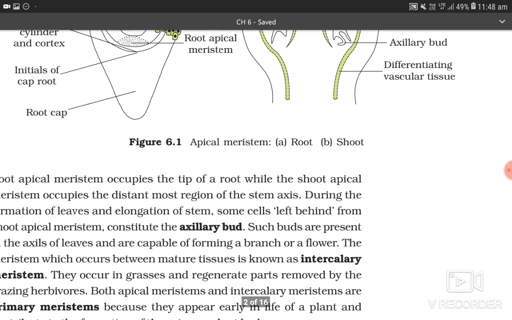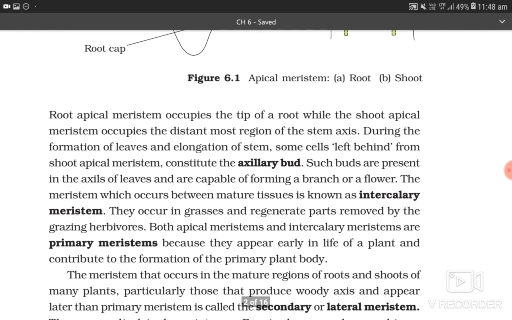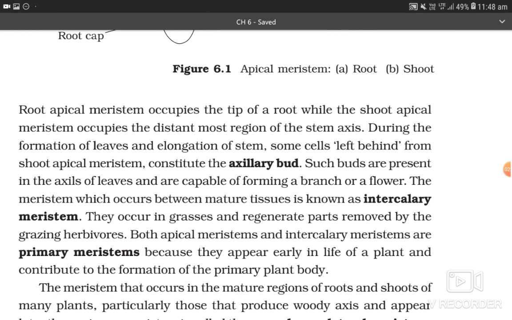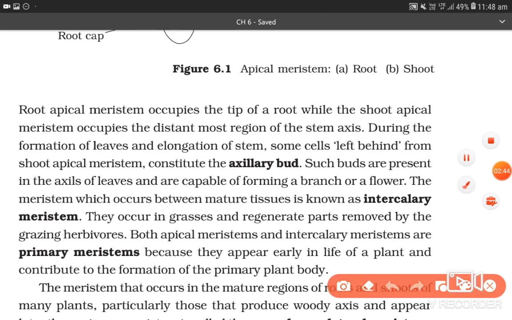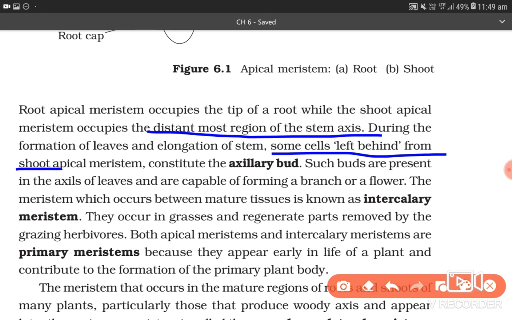This is the diagram of apical meristem. Root apical meristem occupies the tip of the root, while the shoot apical meristem occupies the distantmost region of the stem axis. During the formation of leaves and elongation of stem, some cells left behind from the shoot apical meristem constitute the axillary bud. Such buds are present in the axils of leaves and are capable of forming a branch or a flower.